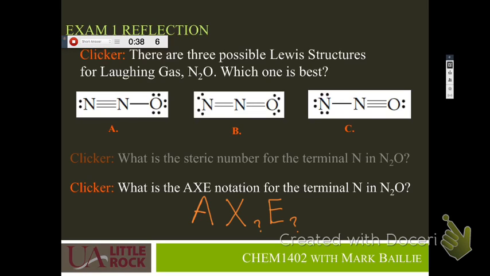So can we get a new voice to share what they would put for the AXE notation for that nitrogen? New voice, please. Savannah, right? Take a guess. I think it's 2 bonds. I haven't done this lab yet.